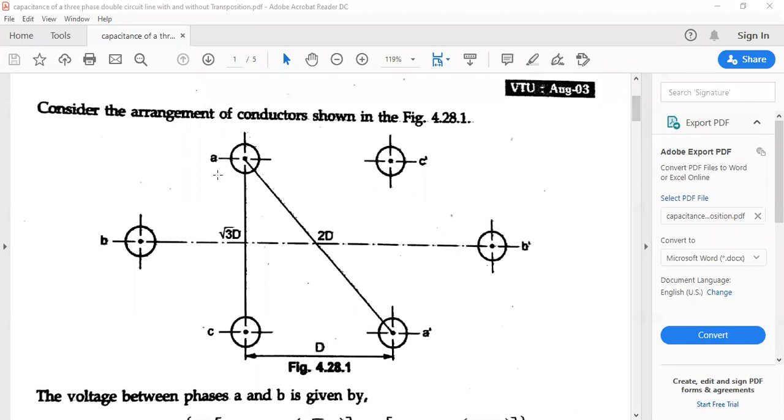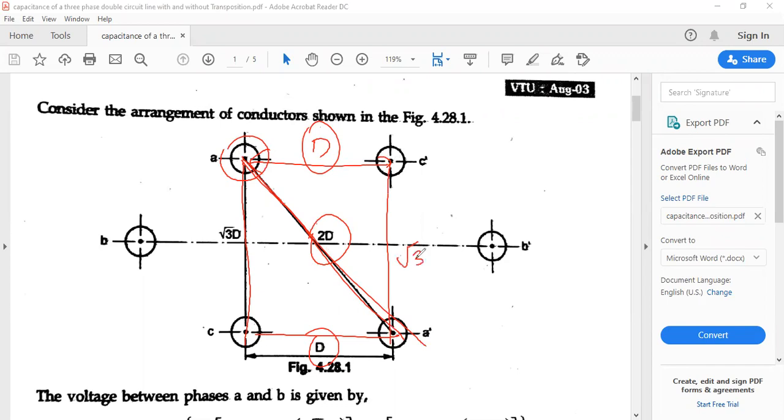So for each and every topic, I have the conductors, say A to A dash. The distance is 2D. I repeat, the distance from A to A dash is 2D, and you have the distance from A to C as root 3 into D, and this distance is D. Let me highlight here, this is the distance D, and again here it is root 3 into D. Following this, let me mark the points as M and N.